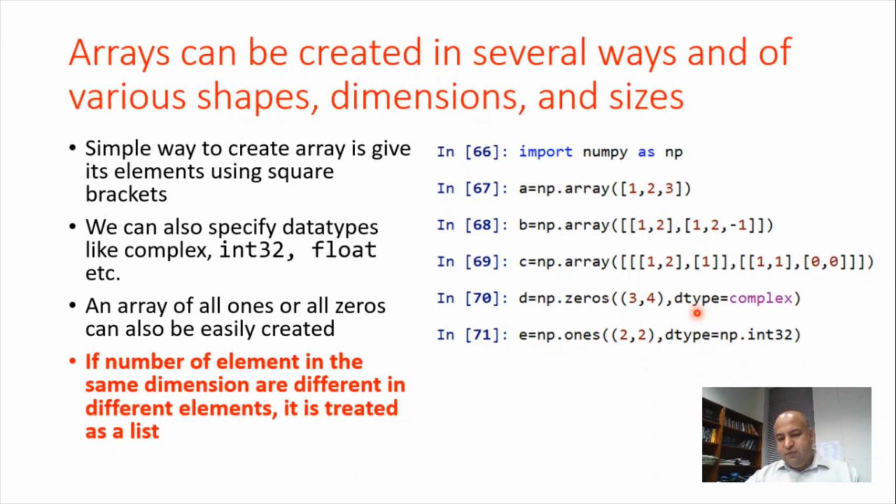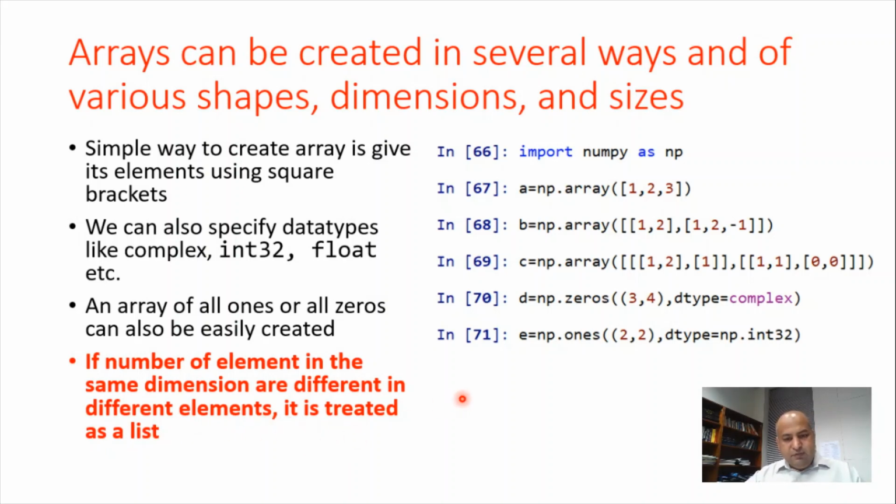And optionally, we can select the data type. For example, here it is complex, here it is int 32. You can put np or not. This can work either way. And just one point which I was discussing here, it's always important to remember that if the number of elements in the same dimension are different in different elements, it is treated as a list.